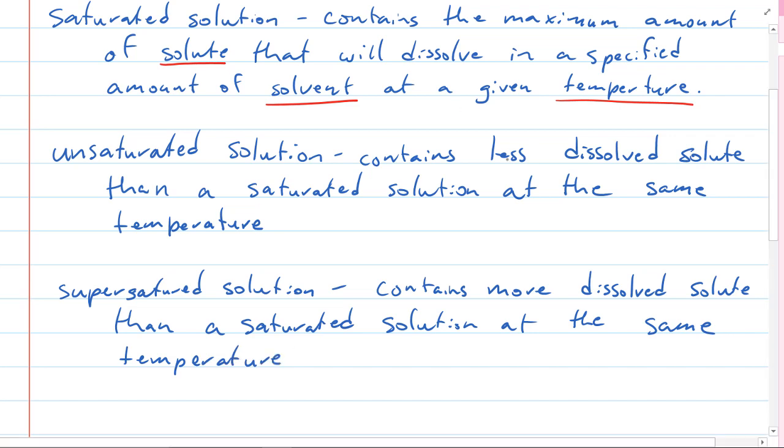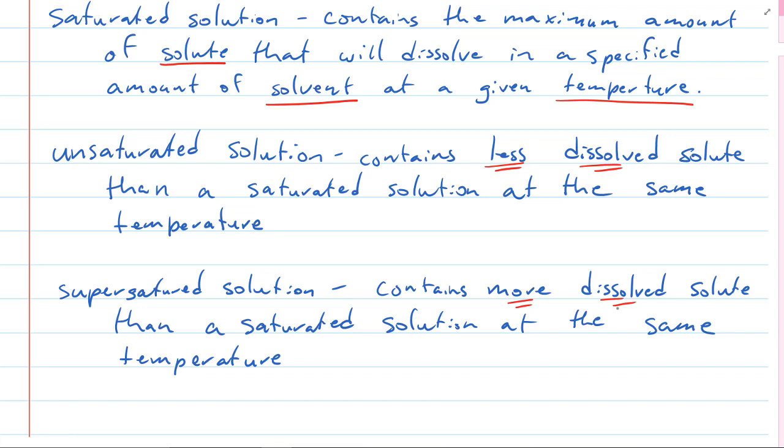So again, the distinction here is that an unsaturated solution is one that contains less dissolved solute. A supersaturated solution is one that contains more dissolved solute than a saturated solution. And it's the last one here that baffles a lot of people, especially if you've not seen this before, because we talk about a saturated solution as one that contains the maximum amount. How can we have more than the maximum?